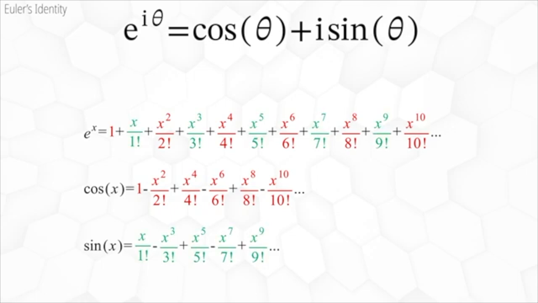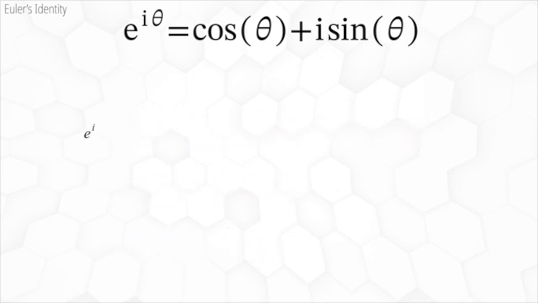Wouldn't it be nice if we could add the sine and cosines together to make the exponential function? The signs of the individual terms aren't quite right, however. What Euler realized was that you can substitute in i theta for x and multiply the sine function by i.